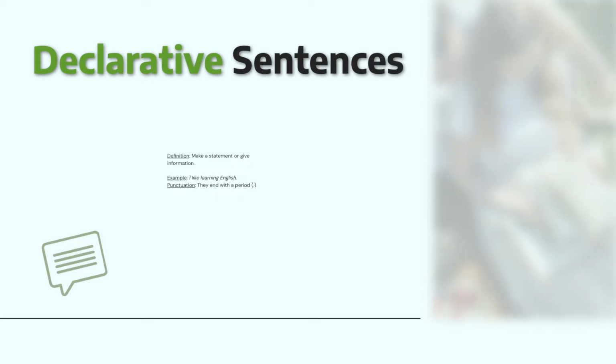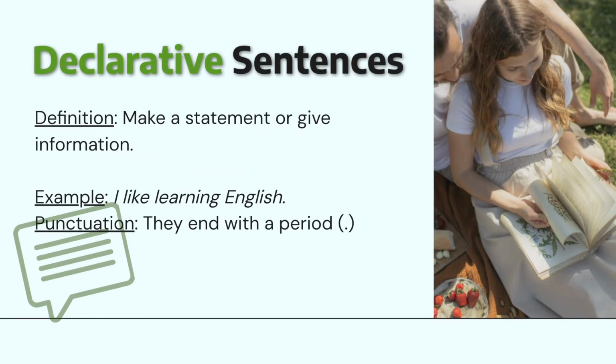So first off, declarative sentences. They make a statement or give information. A simple sentence like, I like learning English. As you can see, they end with a period. Any sentence, long or short, that ends with a period is usually a declarative sentence.